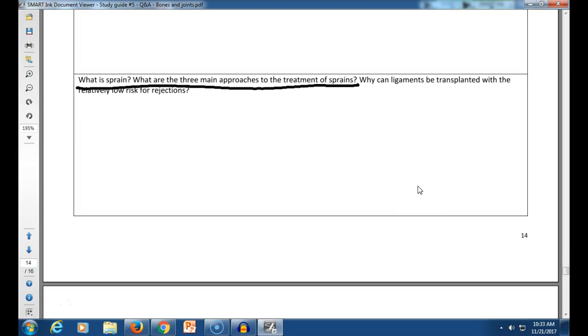Sprain: tear of ligament. Tear of ligament can be treated by reduction, stitching them back together, or replacement. Does that make sense? Three approaches. Why can ligaments be transplanted with a relatively low risk of rejection? What is the reason? They are poorly vascularized.